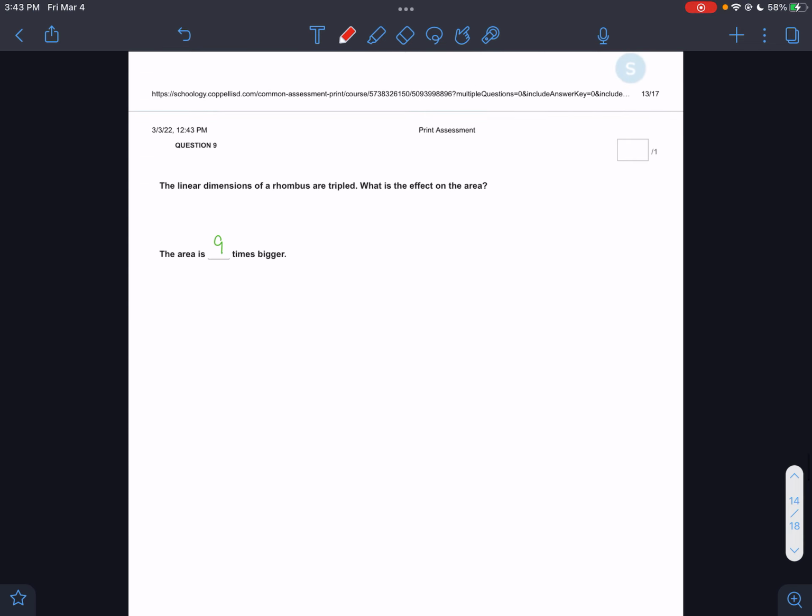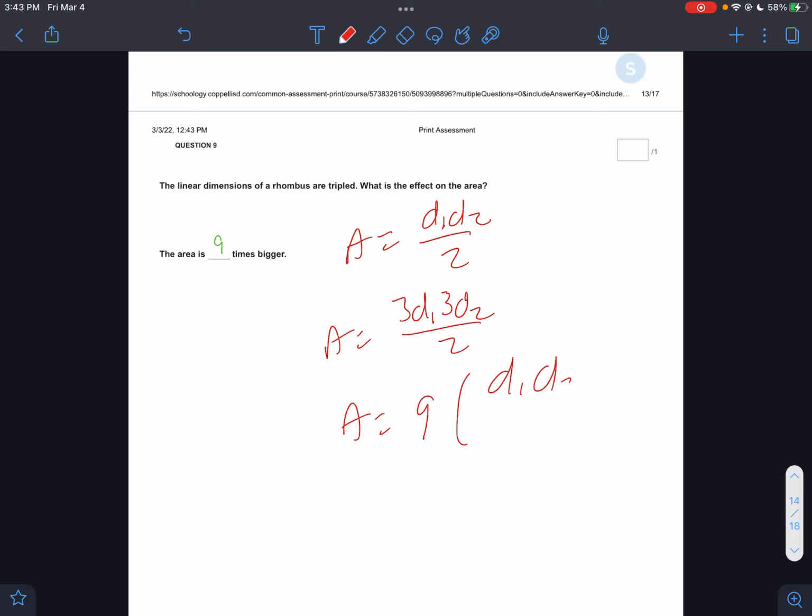The linear dimensions of a rhombus are tripled. What's the effect on the area? The area of a rhombus is D1, D2 divided by 2. If they're tripled, it would be 3D1 times 3D2 divided by 2, which is 9 times D1, D2 divided by 2. So it'd be 9 times bigger.